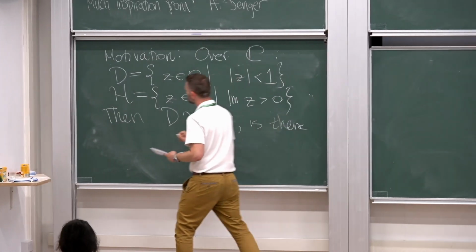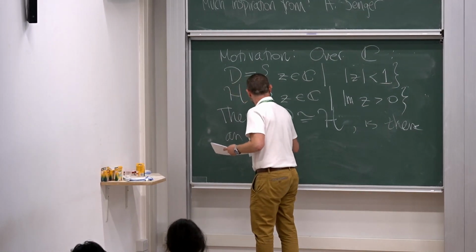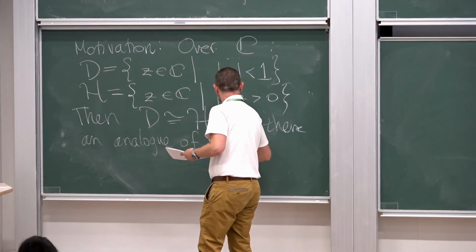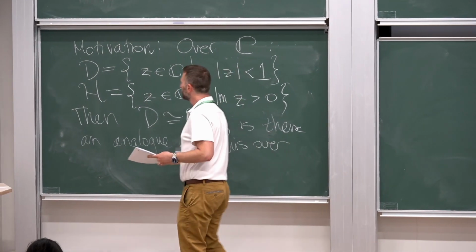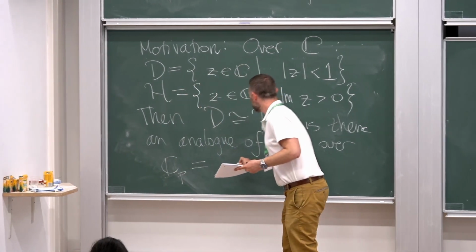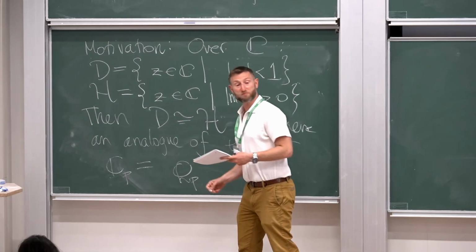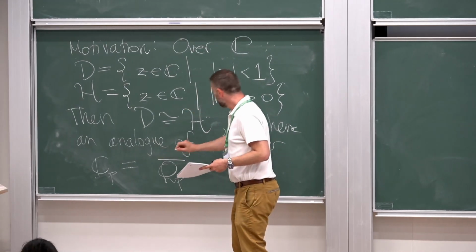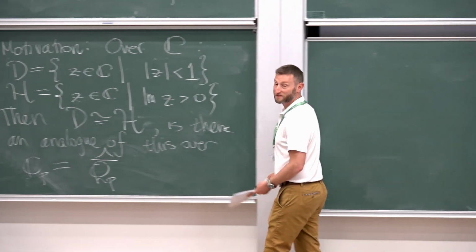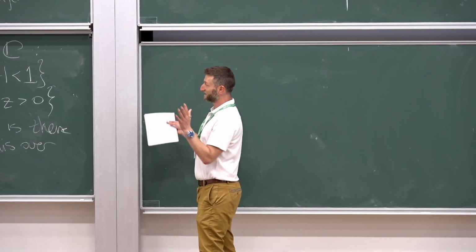Is there an analog of this over C_p, where C_p should refer to the field of p-adic numbers, and then take the algebraic closure of this, but then that's not p-adically complete, so you have to p-adically complete it. So is there such an isomorphism?